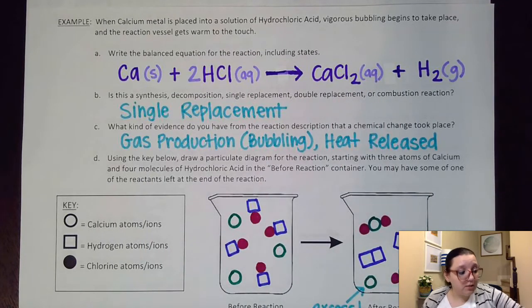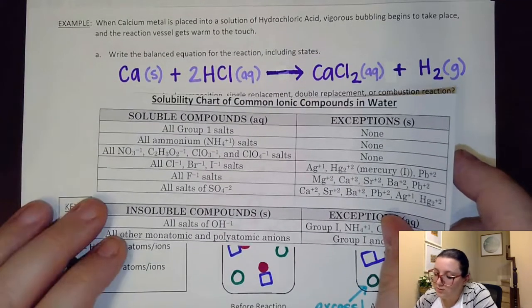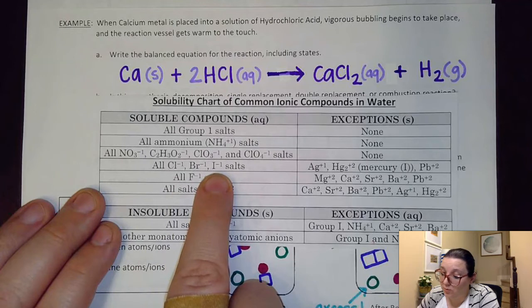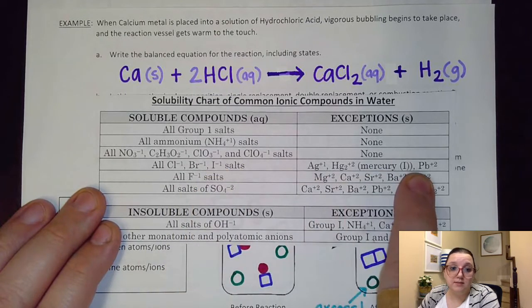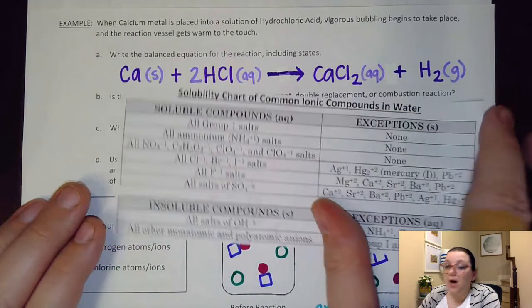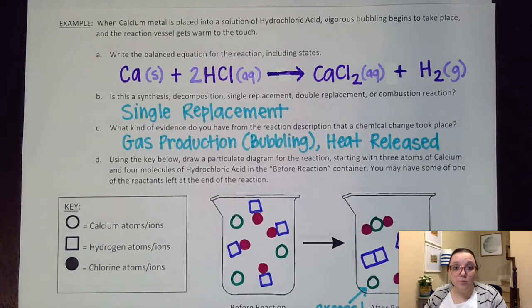Now, I would want to double check this with my solubility rules. So if I pull those out, I can see all chloride, bromide, and iodides are soluble, and calcium's not one of these exceptions here, and so I could predict that that would be aq. Hydrogen is a gas at room conditions. That's one of those elements that we need to know would be a gas by itself.